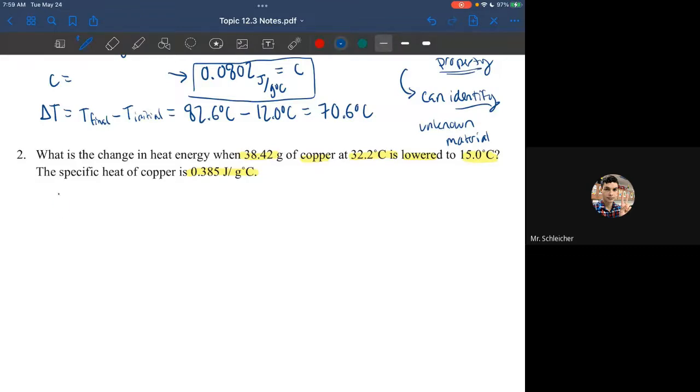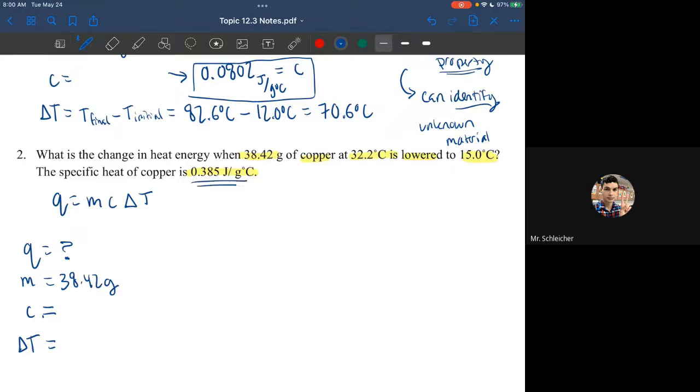Okay. Once again, this seems like a Q equals mcΔT kind of question to me. It's talking about specific heat, temperature changes, and the mass of a substance. So I'm going to list out all of my variables and think about what I need to solve for. My heat energy, I literally don't know that. It's asking for that. My mass is 38.42 grams. The specific heat, they do give it to me there. It looks like it's 0.385 joules per gram degree Celsius.